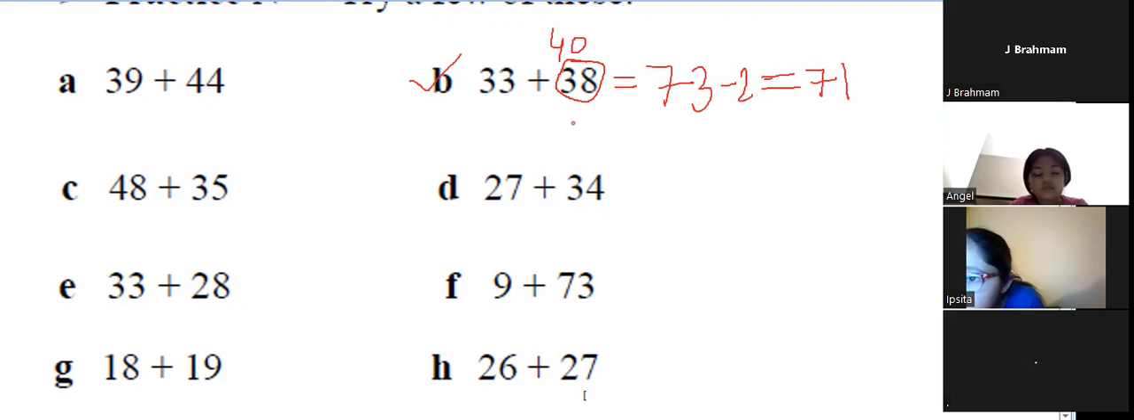Okay. Even when you are adding 33 plus 40, simply you can do it in this way. 30 plus 40 is equal to 70. 3 plus 4 is 7. 30 plus 40 is 70. And then the 3 again. 73.